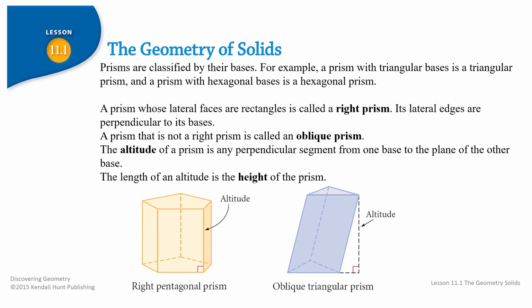The altitude of a prism is the same as the height. Height is straight up and down. Altitude is straight up and down. So when we look at the right pentagonal prism, it's pretty easy to find the height. When it's an oblique prism, we've got to make sure we're looking straight up and down and not the slant height. That will be very key when we're doing volume.